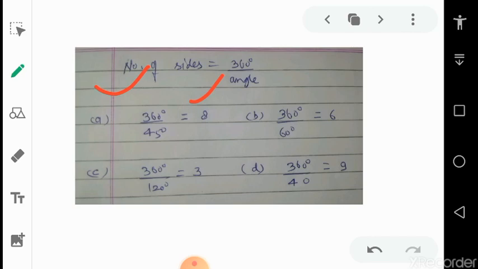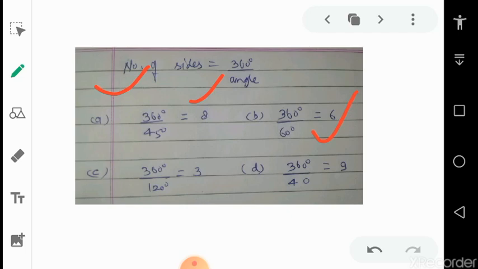Then for the second, if each exterior angle is 60 degrees, then how many sides? Okay, so we will divide 360 degrees by 60 degrees, we will get 6. So the number of sides is 6. Again think about the number of sides, that is 6. You know it is a hexagon.